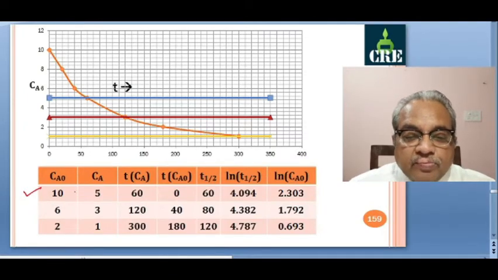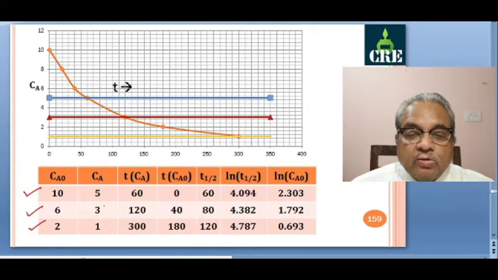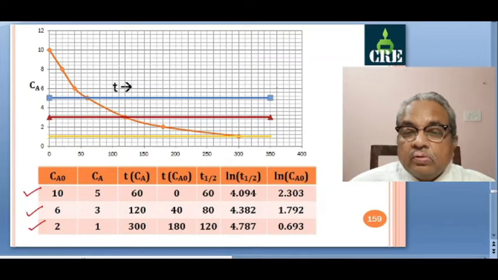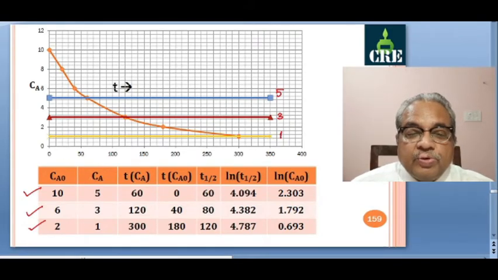So CA0 is equal to 10. Half life for 50% conversion, so CA will be 5. For CA0 is equal to 6, CA will be half of this, 3. For CA0 is equal to 2, CA is 50%, that is 1. So these points are marked here. This represents CA is equal to 5 here, then CA is equal to 3 here, and CA is equal to 1. These lines parallel to the x-axis represent our CA values for half life, 50% of the conversion.